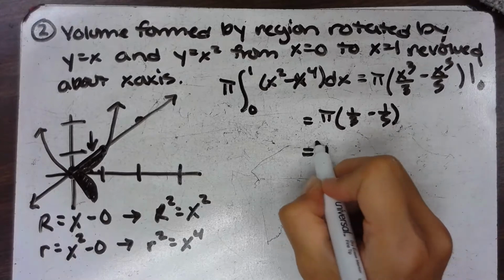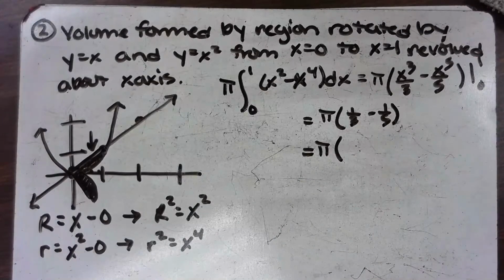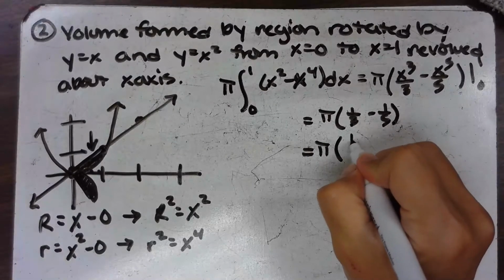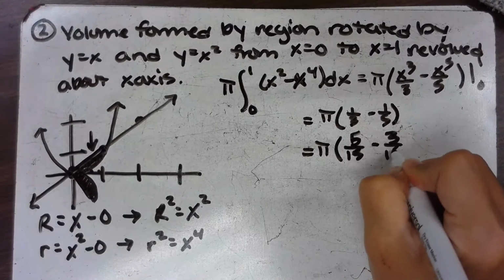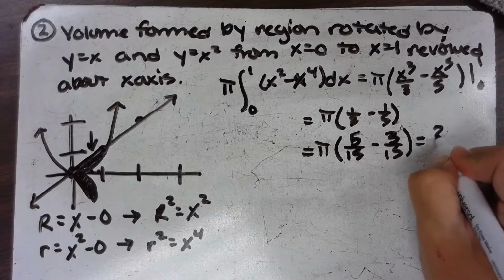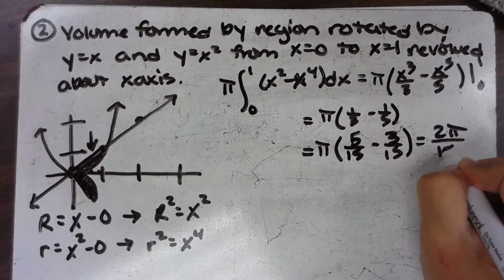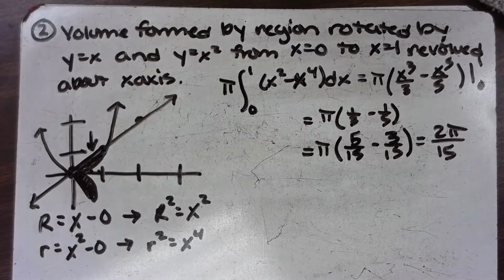I'm going to do the same thing. I'm going to come up with a common denominator. Say this is without a calculator. You've got to be able to do it without a calculator. Okay, so that's going to be 5/15 minus 3/15, and I end up with 2 pi over 15. So the volume of that is going to be 2 pi over 15. Okay, not so bad right now.